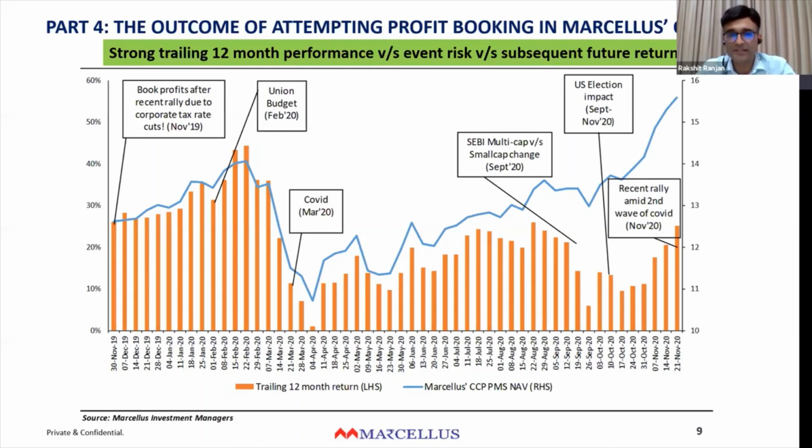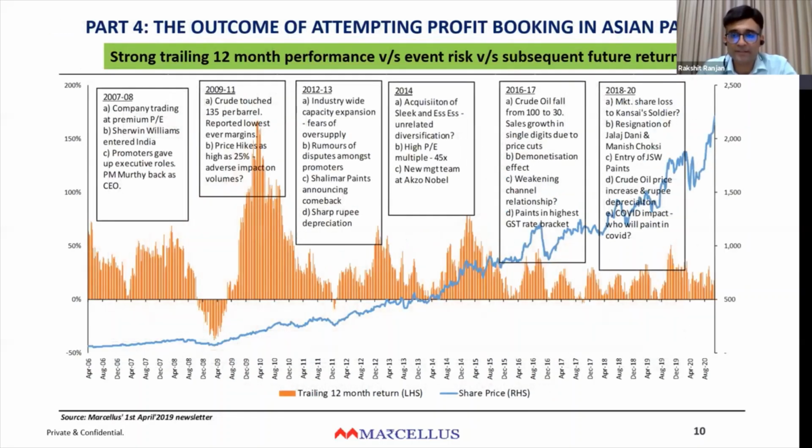And obviously, I mean, this chart is only for a 2 year period. 2 year is short. 2 year is specific to only Marcellus. So let's just look at a much longer period. Slide number 10 here shows you what would happen to an Asian Paints if you were to do the same thing, right? The vertical bars are the trailing 12-month return of Asian Paints' stock, right? All these things you can quickly read by yourself.